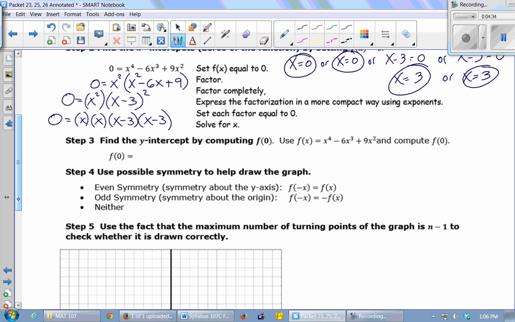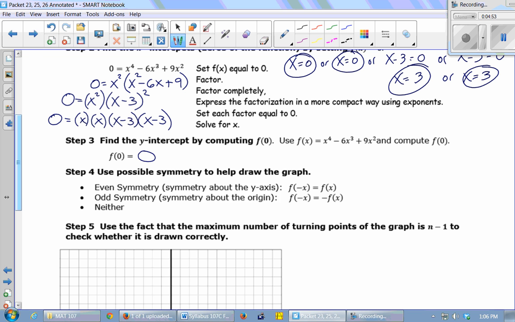I'm also going to find the y-intercept. This is something we've known how to do for a long time. Just plug 0 into the function to get the y-intercept. And so I get 0 to the 4th minus 6 times 0 cubed plus 9 times 0 squared, and I get 0.